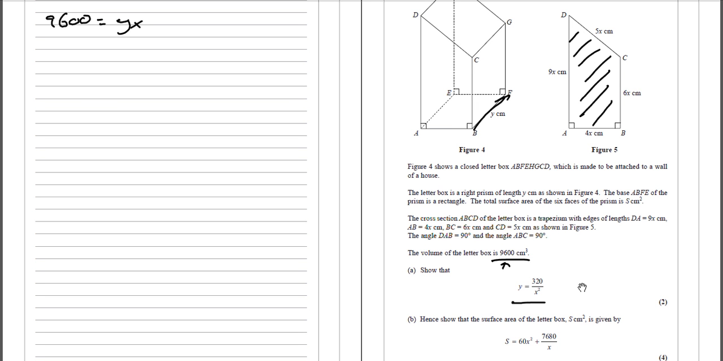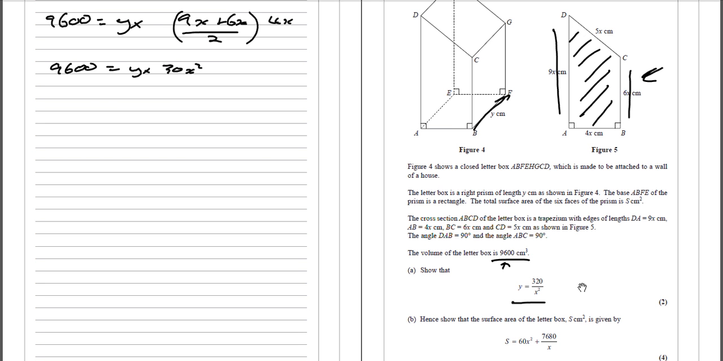The way you work out the area of a cross section of a trapezium is 9x plus 6x, divided by 2, and we times that by the distance between them, so times by 4x. That's 15x divided by 2, which is 7.5x, times by 4 is 30x squared. So we've got 9,600 equals y times 30x squared. So we divide by 30x squared, so y equals 9,600 divided by 30x squared, which equals 320 over x squared. So nice quick couple of marks there.